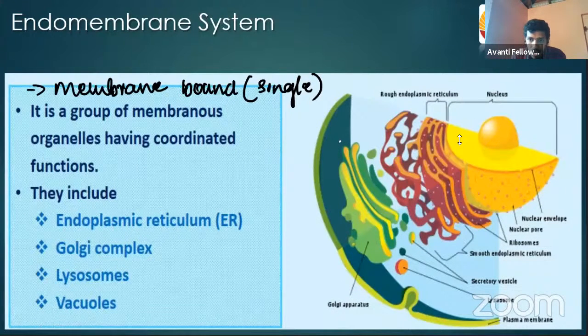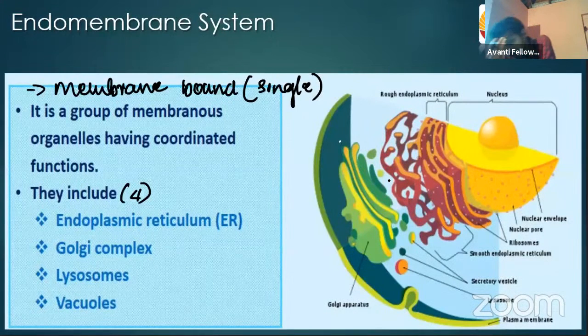Passing facility inside membrane. Okay. So all of these endomembrane organelles are membrane bound, especially single membrane bound. But they show coordinated functions or coordinated movements. That means everything will be adjusted to one another. It contains only 4 organelles. Remember, that will be endoplasmic reticulum, Golgi complex, lysosomes, and vacuoles. Remember, only 4 of them are related.